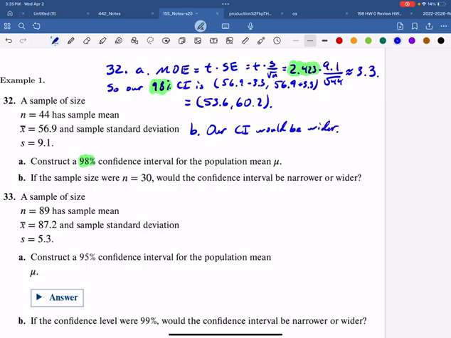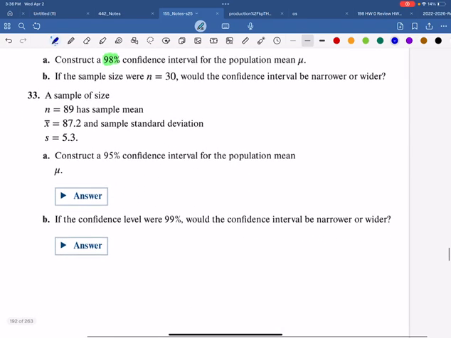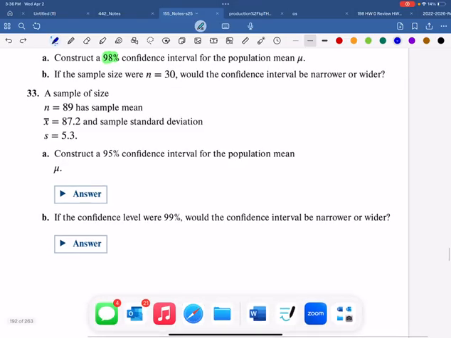So I said why, but I want you to write it down. Now let's do it the quicker and easier way. Number 33, right? Again, they're just giving us our numbers, so we're just going to take it. Construct a 95% confidence interval, and then they ask a similar question afterwards.